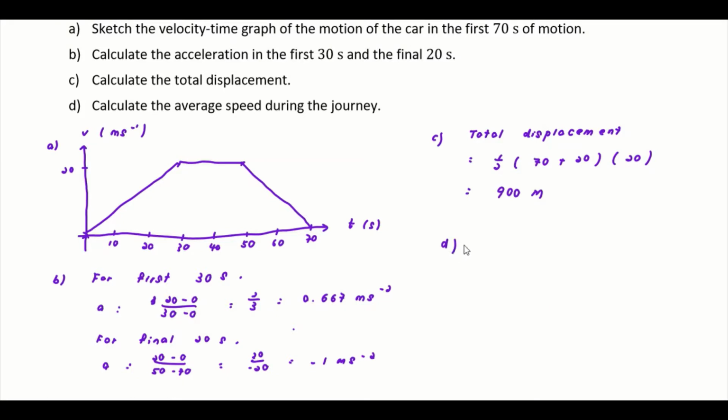Okay, so D, if you are finding the average speed, meaning you need to use the total distance. Make sure that because this is total displacement, right, there's no negative involved, so you don't need to minus off, it's basically everything up there. So total displacement and total distance is just the same in this question. So average speed is the total distance divided by the total time, right? So 900 divided by the total time involved, which is 70 seconds. So 12.9 meter per second.